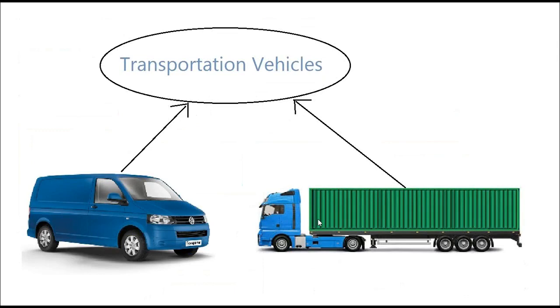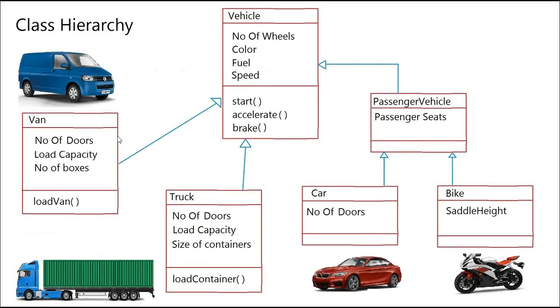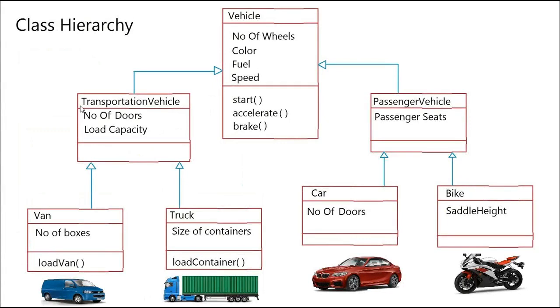Now, van and truck are transportation vehicles. And they have two common characteristics, number of doors and load capacity. So we will add a new class here, transportation vehicle, which is a subclass of vehicle class and parent class for van and truck. Now these two common properties will go here. So by using inheritance, we have broken down the problem into simpler steps.